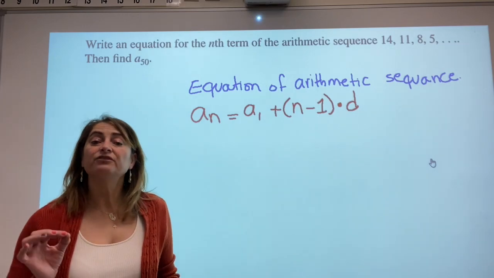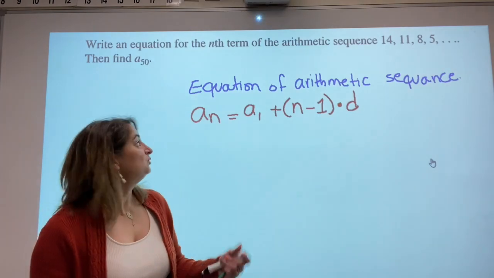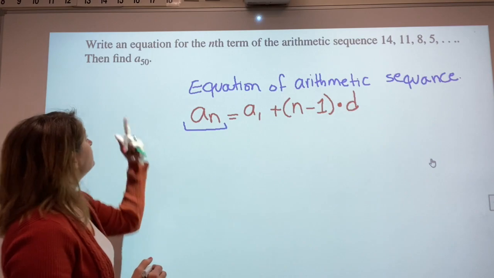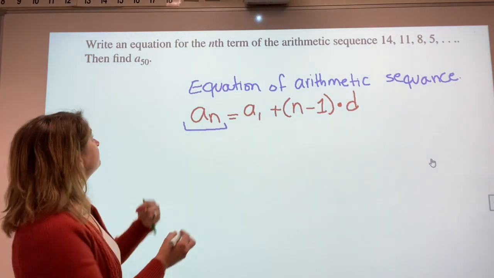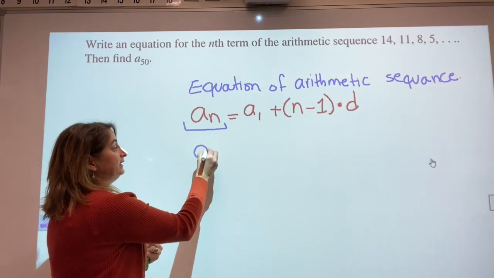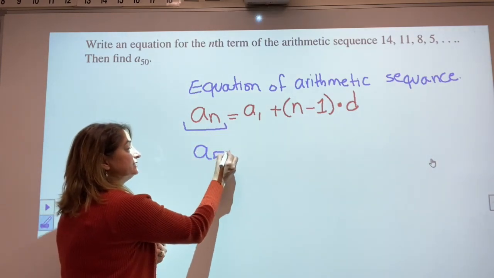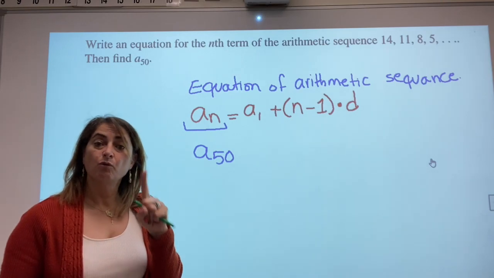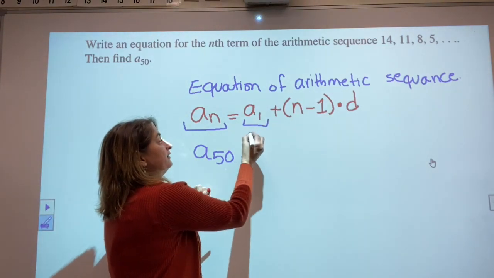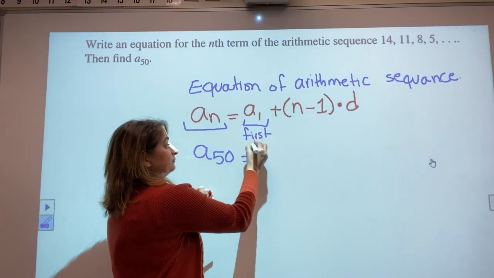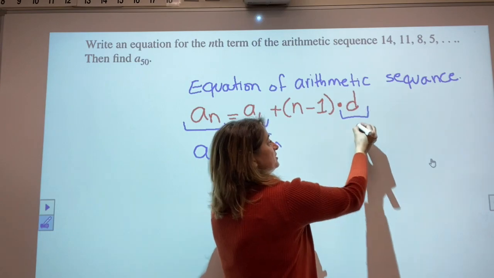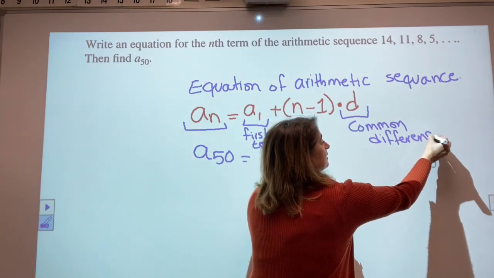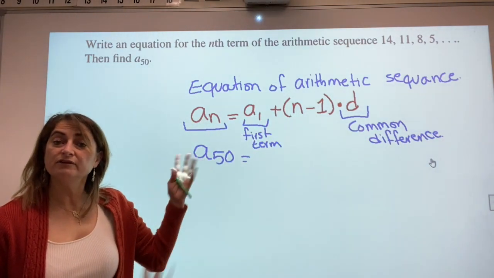Now let's find the 50th term in a sequence. Use the equation of the arithmetic sequence, where a_n is the term I'm looking for. In this case, I need to find a_50, which means I need the value of the 50th term following that sequence. For me to do that, I need to know two things. One of them is the value of the first term, and the other is d, which is the common difference. I need those two to find the value of the 50th term.